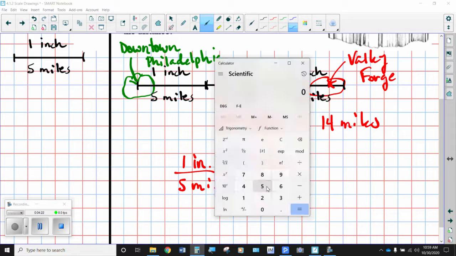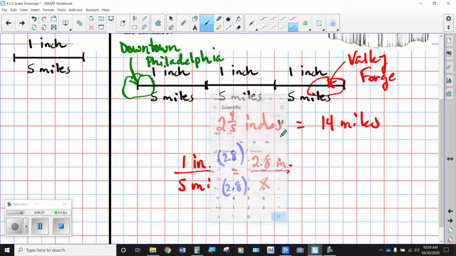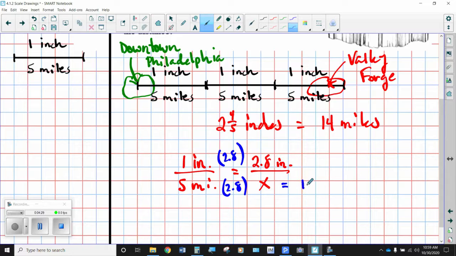And so we'll take our calculator out and say 5 times 2.8 is 14. So X has to be equal to 14 miles, and that's how you use a scale on a map: measure in inches, and then convert the number of inches to a number of miles using proportional reasoning.